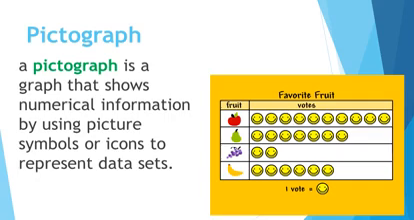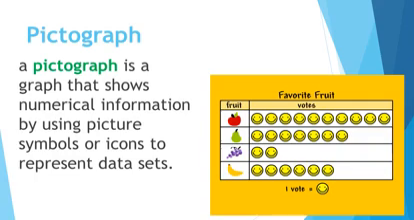So what do you mean by pictograph, kids? Okay, if you're going to observe, there's a picture on this presentation. A pictograph is a graph that shows numerical information by using picture symbols or icons to represent data sets. When we say pictograph, it means picture. So in order for us to give the numerical information or numbers, we are using pictures instead of numbers.